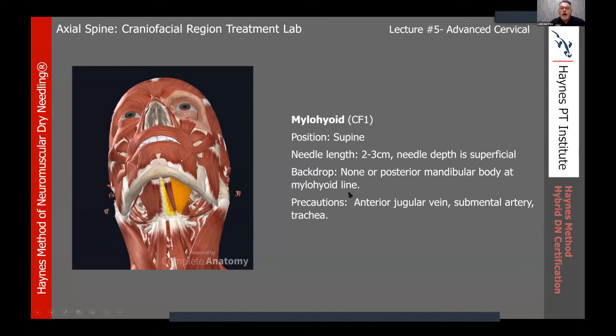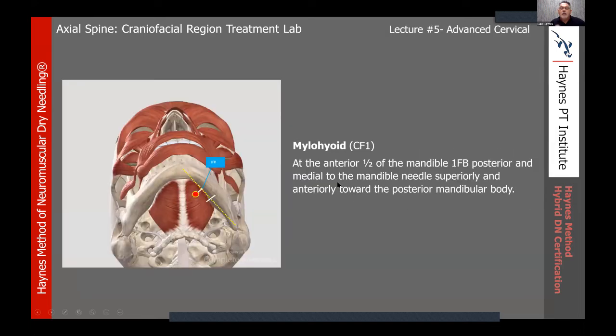So for the mylohyoid here, needle length is going to be 2 to 3 centimeters, and the backdrop is either going to be none or the posterior mandibular body at the mylohyoid line. So at the anterior half of the mandible, we're going to go 1 finger breadth posterior, and then medial to the mandible, we're going to needle superiorly and anteriorly towards the posterior mandibular body. So we had anterior digastric right here a little bit earlier. This is just going to be a little bit more lateral, a little bit more posterior.